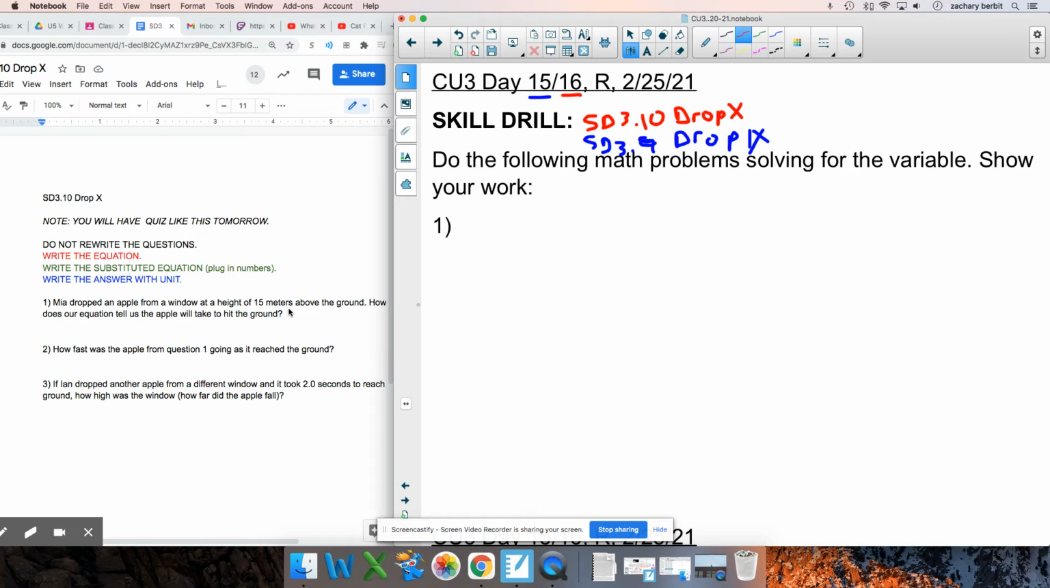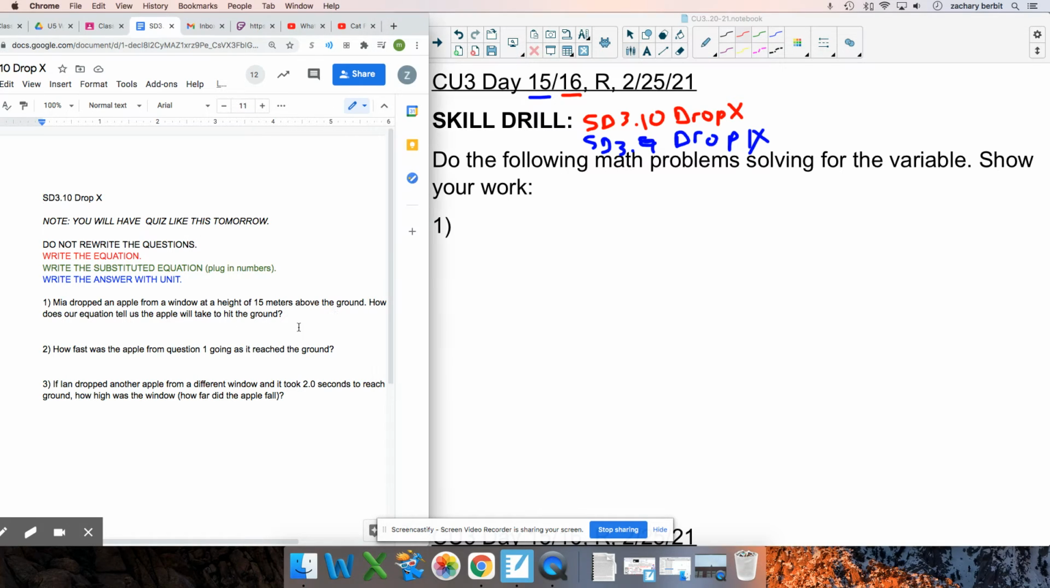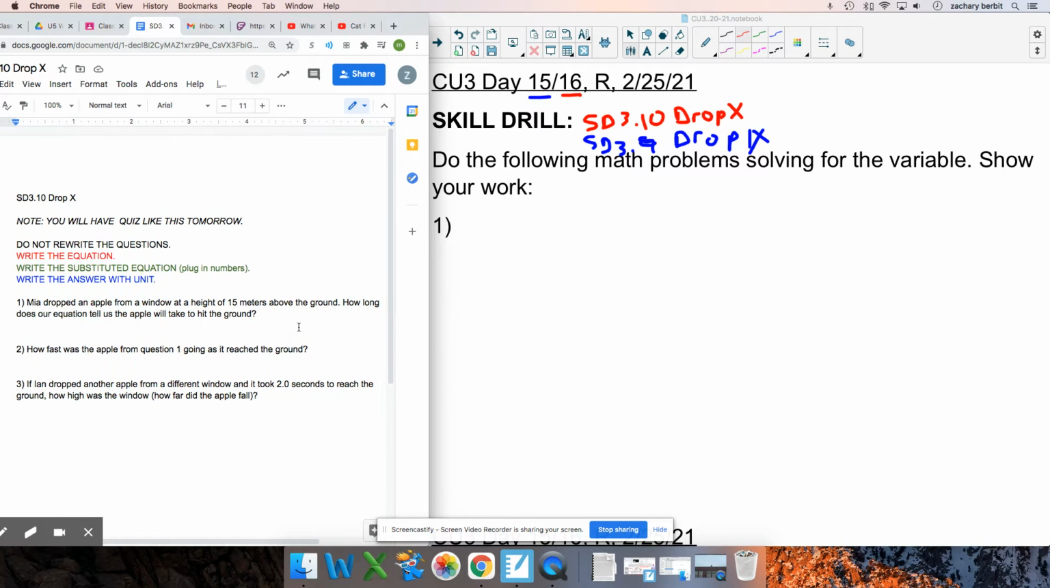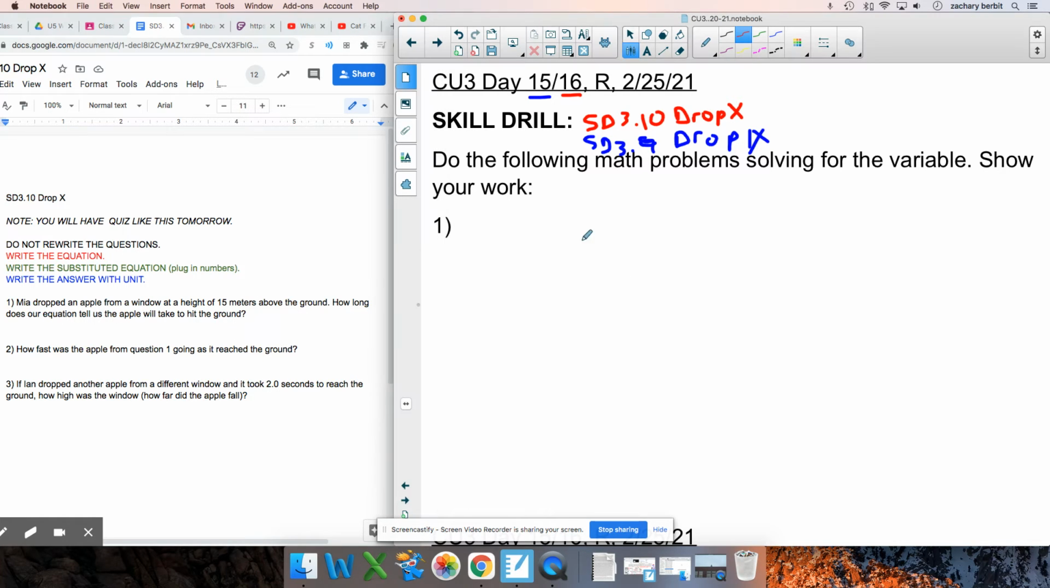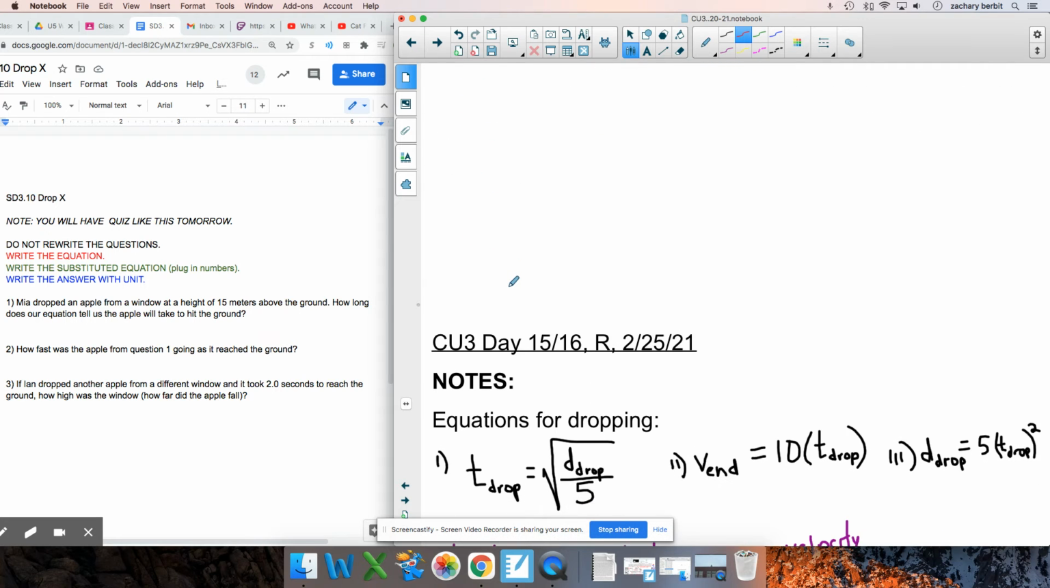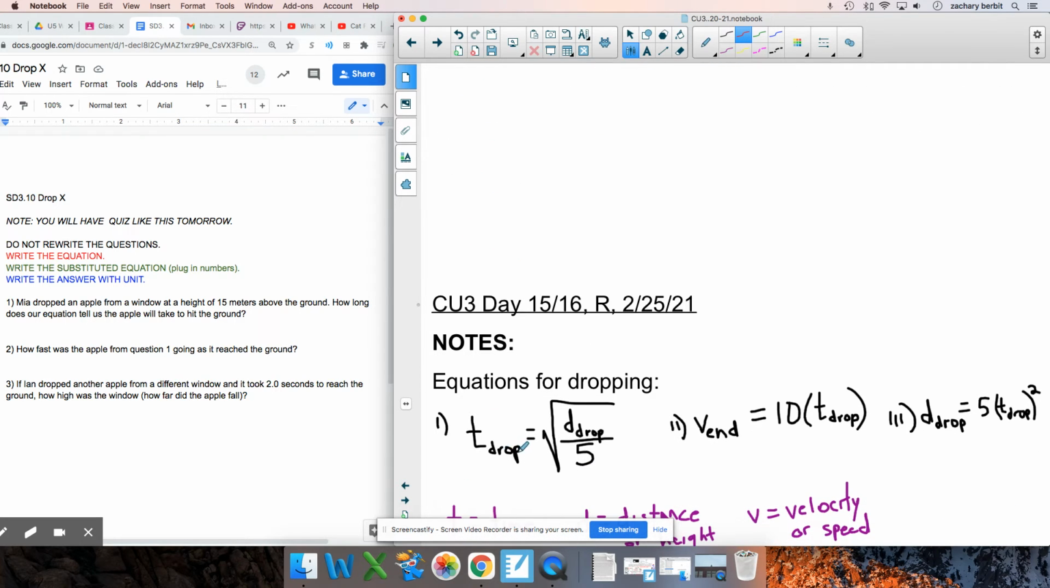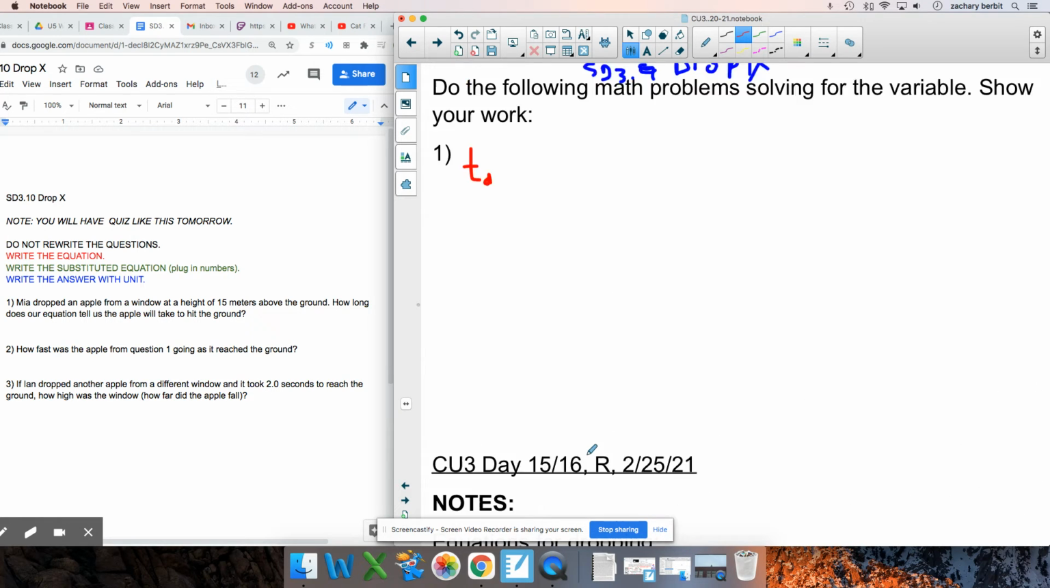Mia dropped an apple from a window at a height of 15 meters above the ground. How long does our equation tell us the apple will take to hit the ground? That question is asking for time. How long will it take to hit the ground is a question about time. So if we come over here, we're actually looking for the time to drop. I'll put a little d for drop instead of writing out the full word drop. Well, we have an equation for that. We did it yesterday. Time to drop was the square root of the distance to drop over 5.